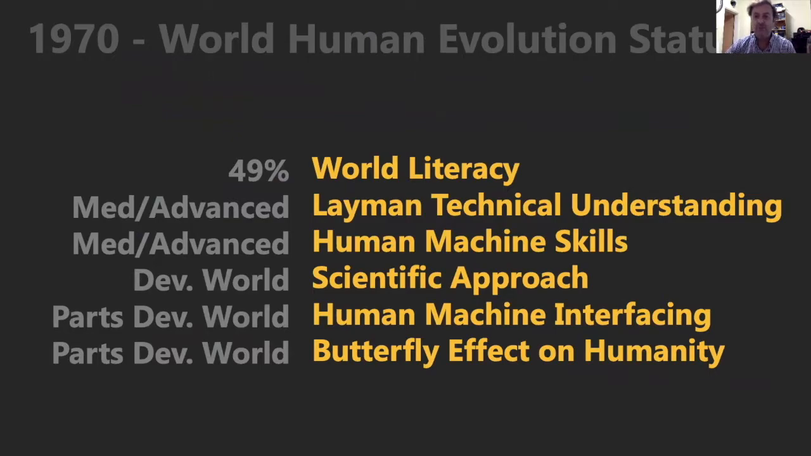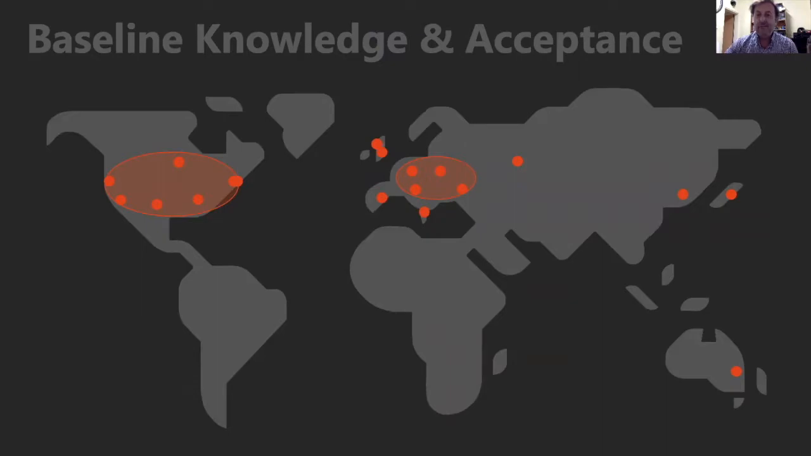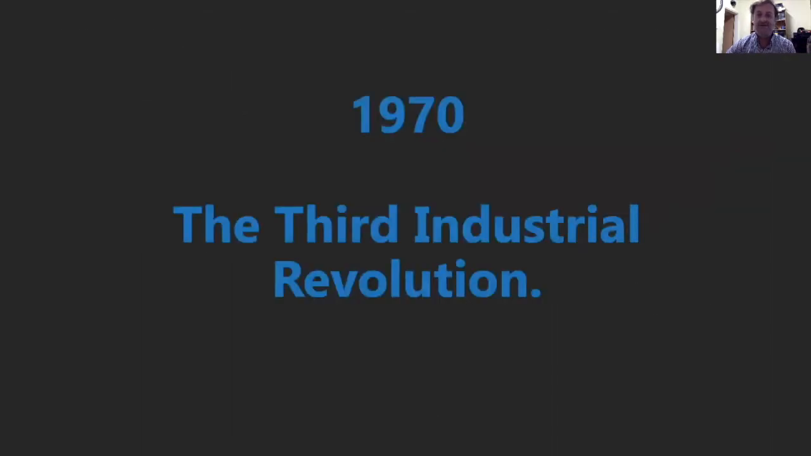The Western world and its offshoots are now fully engaged in the human-machine interaction. In 1970, a broad segment of Western society now enjoys a high level of human-machine interaction. Being introduced to technologies from a very early age shortens the learning curve and simplifies a person's ability to understand new technologies. By 1970, the Third Industrial Revolution began.